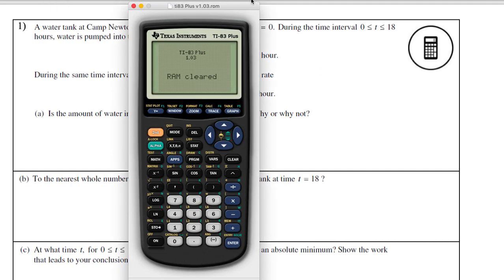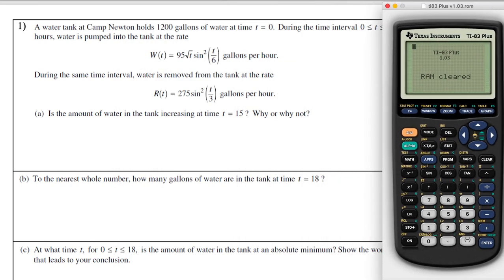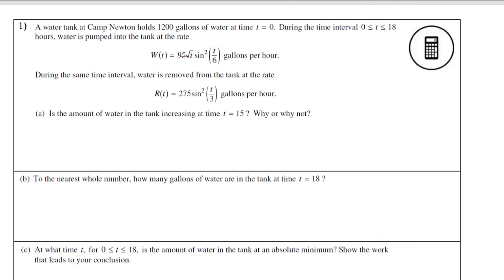All right, so how do we do these? I am totally unprepared because I did not look at these for like a whole year. Hopefully I do okay. We have Camp Newton. It has a water tank with 1,200 gallons of water. So there's our start amount. Let's go ahead and label it in our notes. So that is our start amount, and our start time is time equals 0. That's nice. And we have a good time interval.